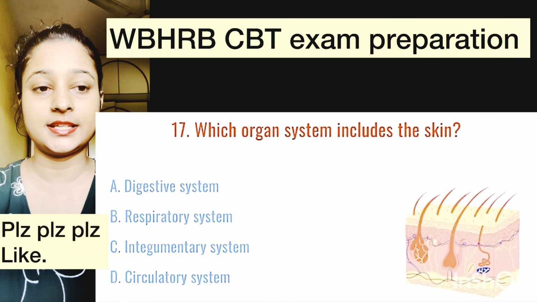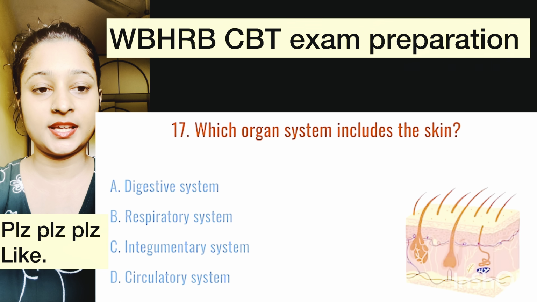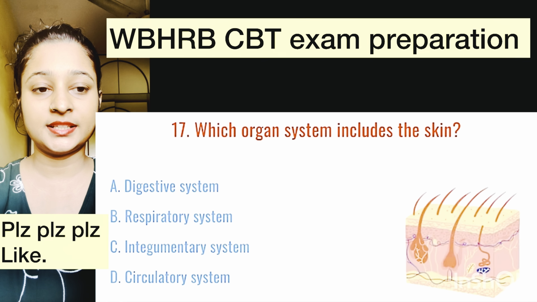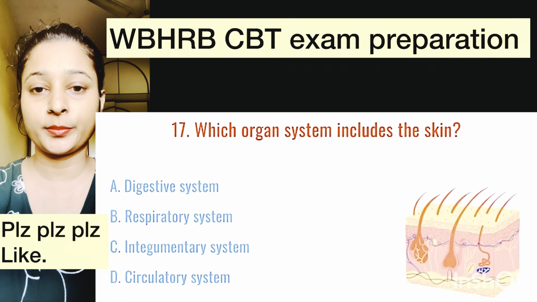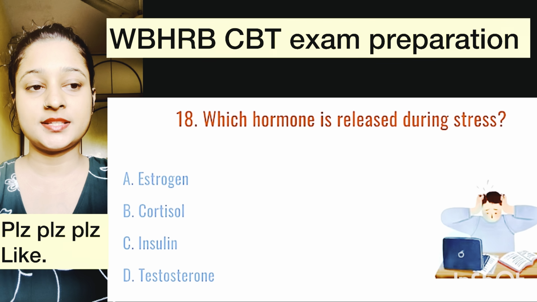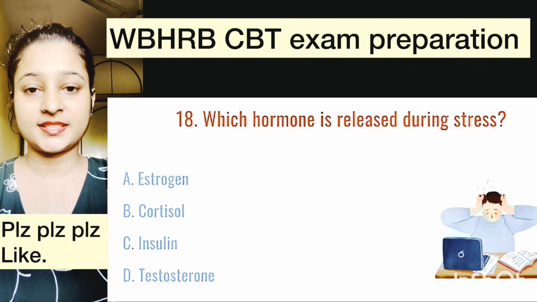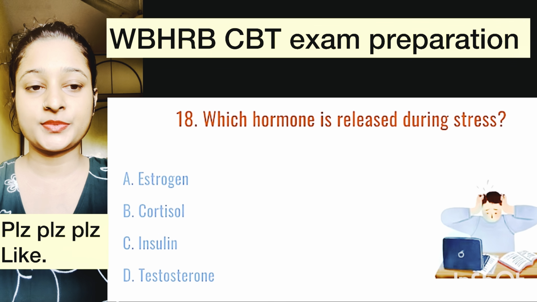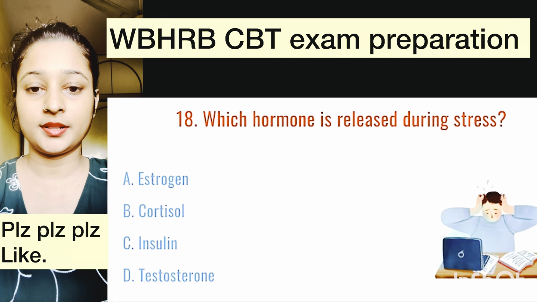Question number 17 is which organ system includes the skin? Here option A is digestive system, option B is respiratory system, option C is integumentary system and D is circulatory system. Here correct option is option C, integumentary system. Question number 18 is which hormone is released during stress? Option A is estrogen, B cortisol, C insulin, D testosterone. Here correct option is option B cortisol.